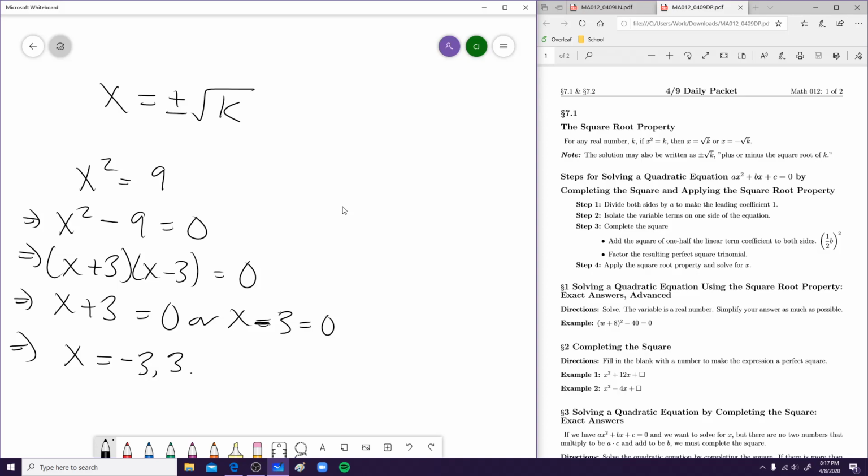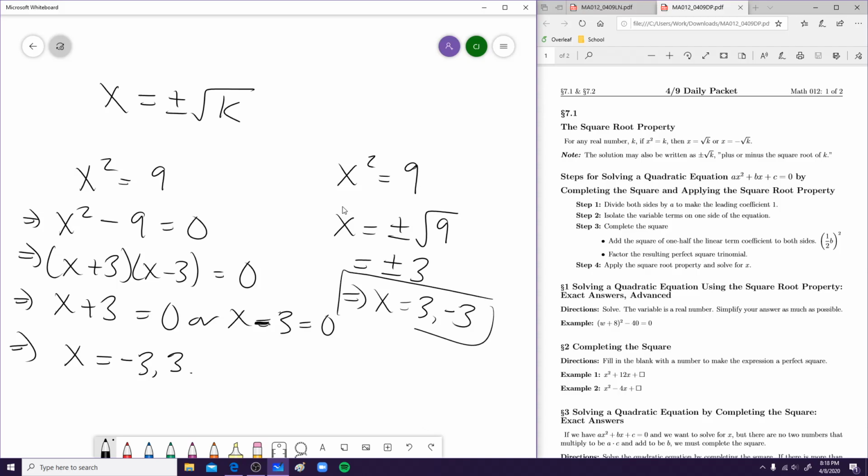Now with this square root property, if we get x squared is equal to 9, we can use this property. So if we take the square root from both sides, this would be x, and this is plus or minus the square root of 9. And what is the square root of 9? It is 3, because 3 squared is equal to 9. So this tells us x is equal to 3 or negative 3. So we'll get the same answer.